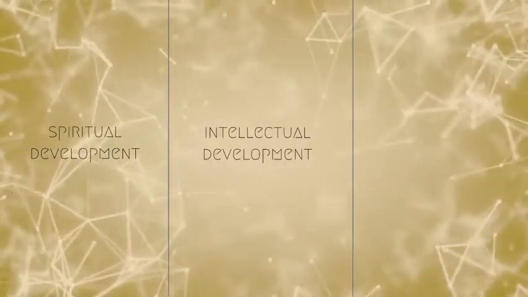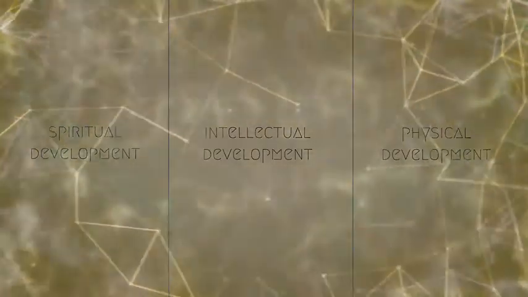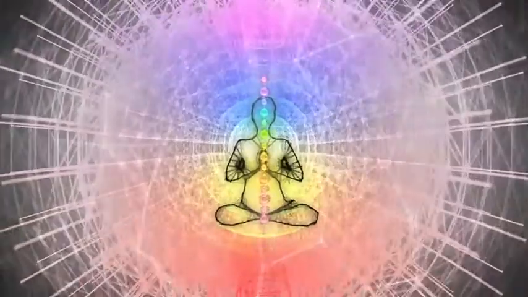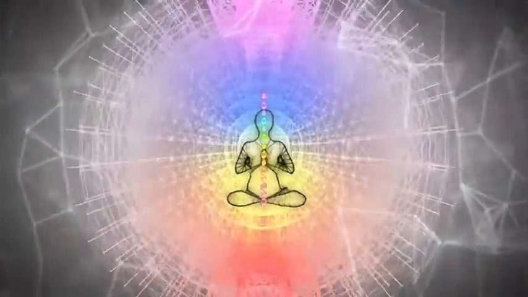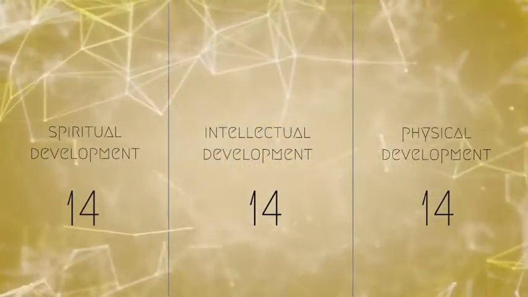There are three levels that are under the regulation of the periodicity of 14 and its division into 1,000. Those three levels are the spiritual development of man, the intellectual development, and the body. The body is verified by the seven meridians that run down the front of the body. If we turn this figure around, there are seven more down the back for a total of 14. 14 for the body, 14 for the mind, and 14 for the spirit.